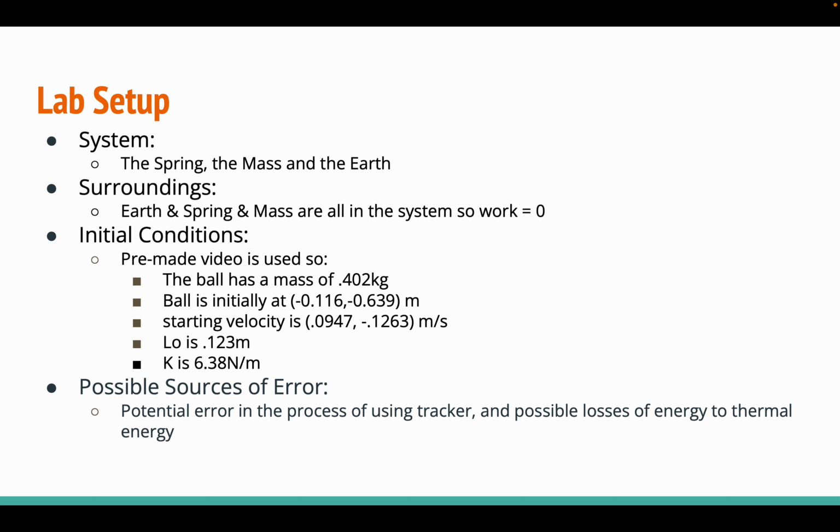For the lab setup, we assume the spring, the mass, and the earth are all within the same system, so work is 0. The mass of the ball, L0, and the spring constant k are all found from the pre-lecture video number 52. The starting ball position and the starting velocity of the ball are both found from the first position we see from data in Tracker, and the first two averaged together to find a velocity. The possible sources of error are some errors with Tracker, with the video frames not loading correctly, and possible losses of energy in the experimental data, possibly to thermal energy.